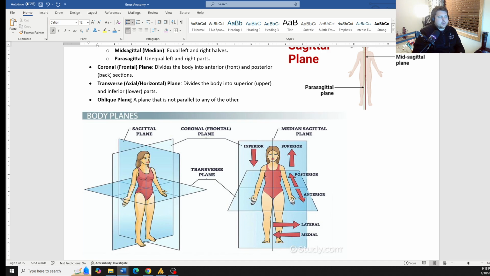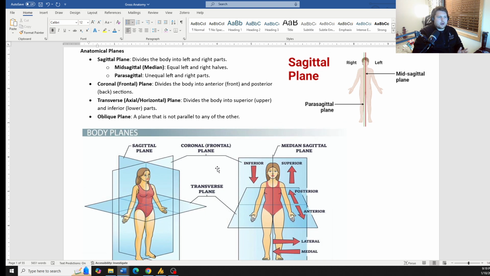And then the oblique plane. Very rarely will you ever see a question on the oblique plane. It's just any other plane that you can draw in any other direction, slicing the anatomy. But again, we're not really going to use that or get asked about that.